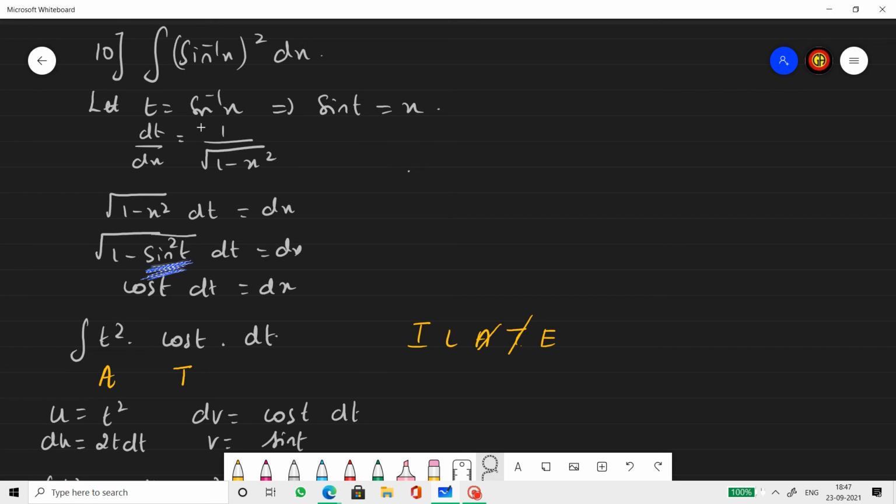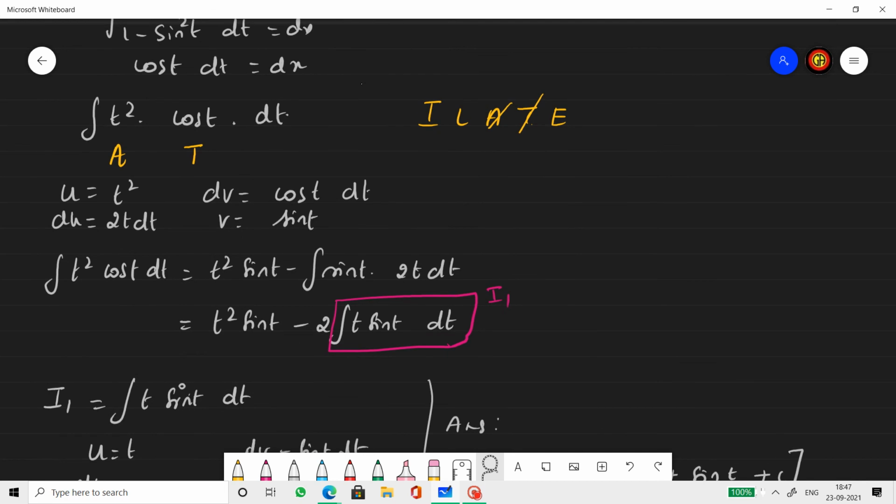This will be sine square t then. 1 minus sine square t is cos square t, and root over cos square t is cos t. So cos t into dt equals dx. Now put it back in the question. Since this is t, this becomes t square. dx becomes cos t into dt.